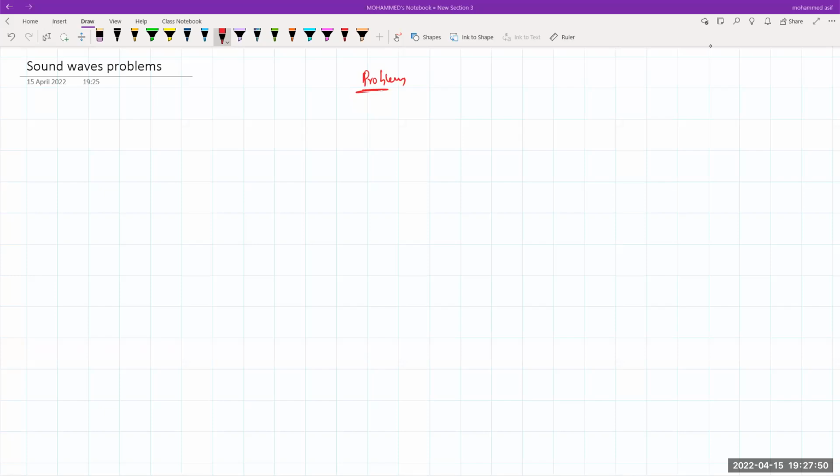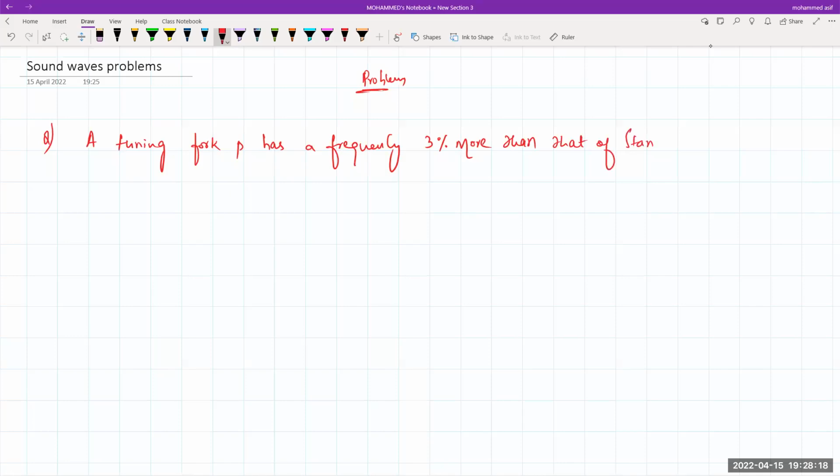Let us try to do some problems later. See the first problem. A tuning fork P has a frequency 3% more than that of the standard fork.